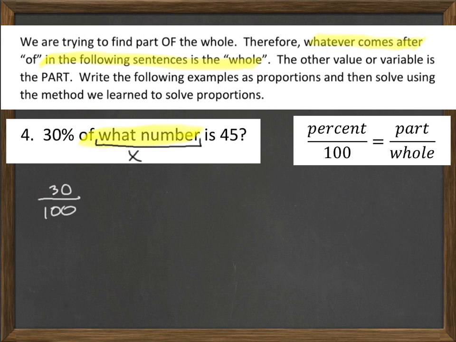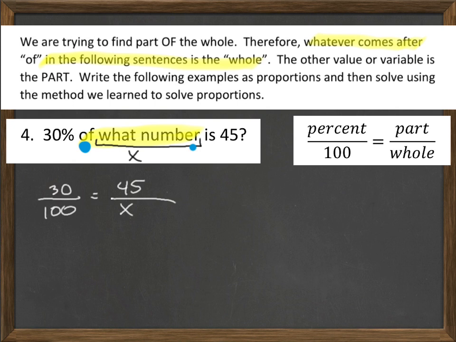How do I translate number or what number? Remember, that's my variable. This problem is fundamentally different from the previous 3 examples because the whole is not 45 anymore. It's not the number, it's the variable. So we're saying that 45 is the part, and so 45 out of what number is equal to 30 out of 100. Again, the key here is just to look for whatever comes after the word of. That's your key thing to look for.